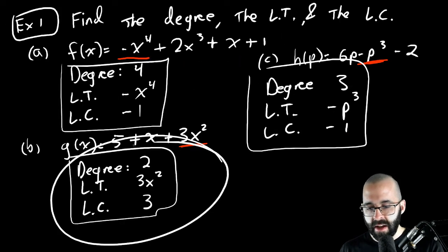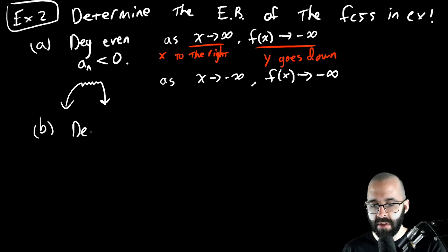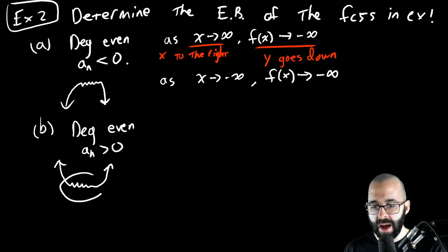Part B has an even degree and a positive leading coefficient. So it'll function like a positive parabola. For the end behavior, again, we don't know what happens in this middle section. We're only looking at end behavior.